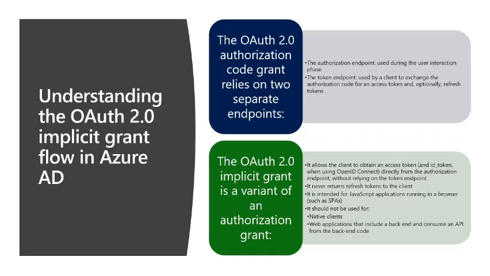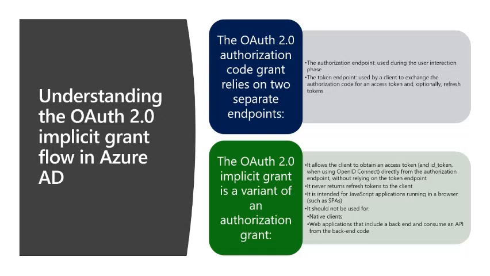Whereas implicit grant allows a client to obtain an access token and ID token, when using OpenID Connect, directly from the authorization endpoint without relying on the token endpoint. It never returns a refresh token to the client. It is intended for JavaScript applications running in a browser, such as SPAs.